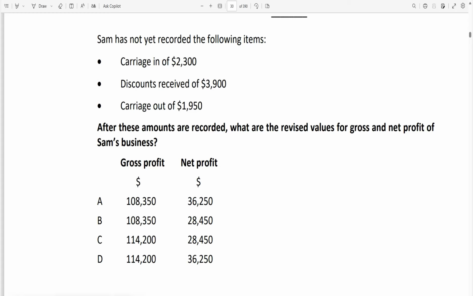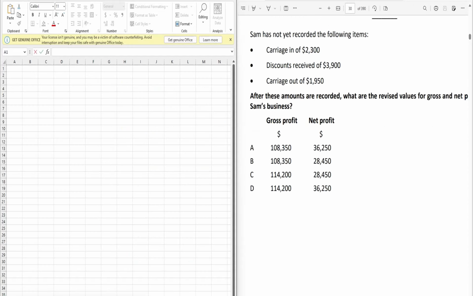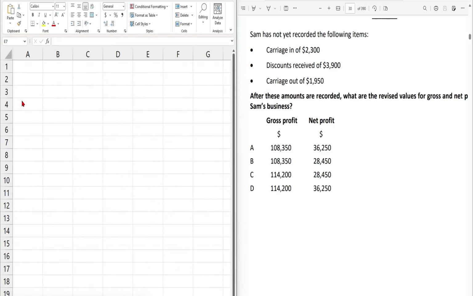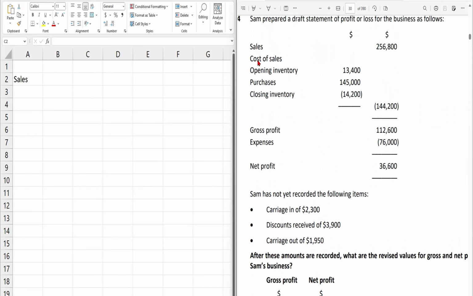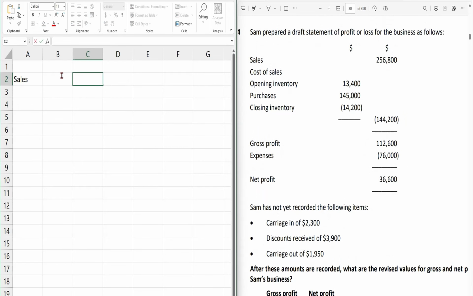Okay, so we need to open the Excel. Let me open the Excel first. So hope my screen is visible. Let me zoom a little bit more. So I think it's okay, right? Okay. So now we have sales, and the sales amount is, let's do it from the beginning, 256,800, right? Then we have cost of sales.